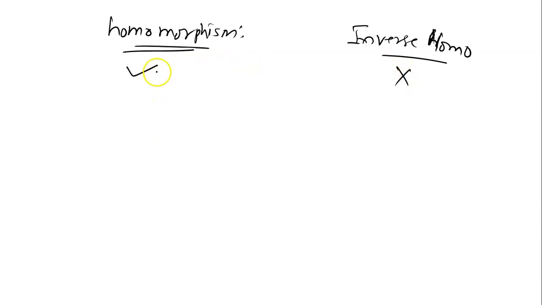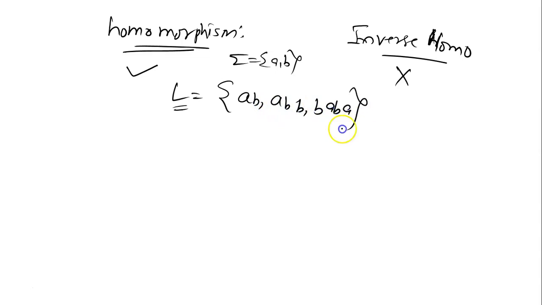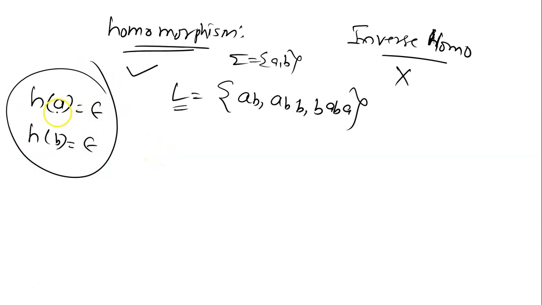Let's see why. If you have a language L, let's assume this language L is over the alphabet sigma = {a, b}, and this language L is some finite language. Some strings could be there, for example ab, abb, baba. So this is your language L. Now assume you have a homomorphism. Consider this homomorphism: h(a) is epsilon and h(b) is also epsilon. In this homomorphism, the homomorphism of a is epsilon, and the homomorphism of b is epsilon. So what will be the homomorphism of language L?